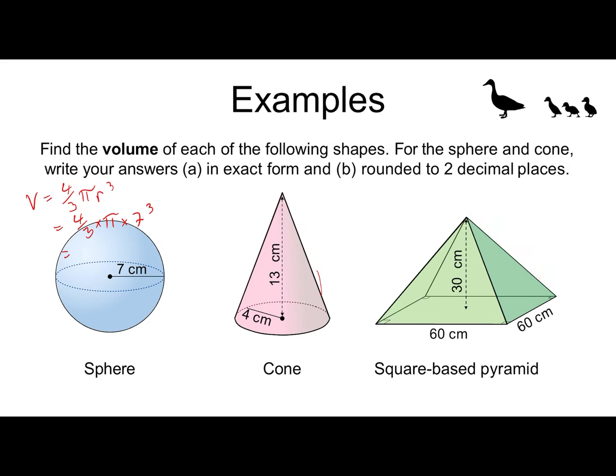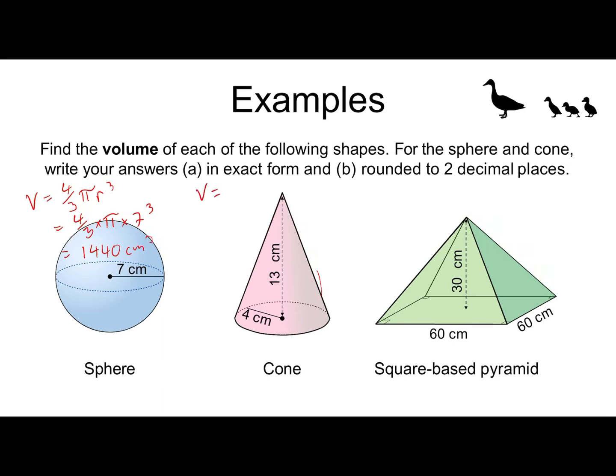I get, let's say, to 3 significant figures... Sorry, I'm having a calculator nightmare. 4 times pi times 7 cubed, divided by 3, equals, to 3 significant figures, 1440 centimeters cubed. That's simple. Obviously, if it's a hemisphere, half a sphere, then you can just divide that by 2. You adapt the formula accordingly.